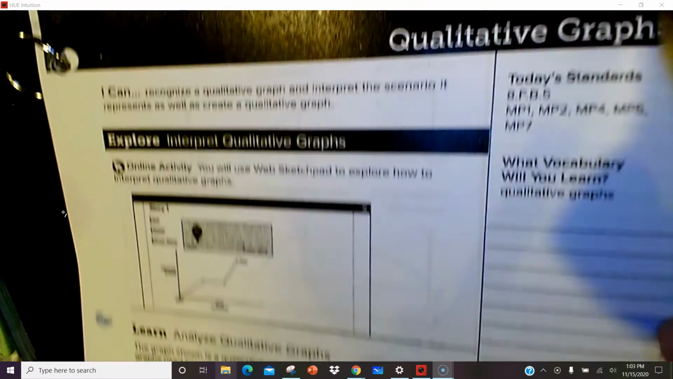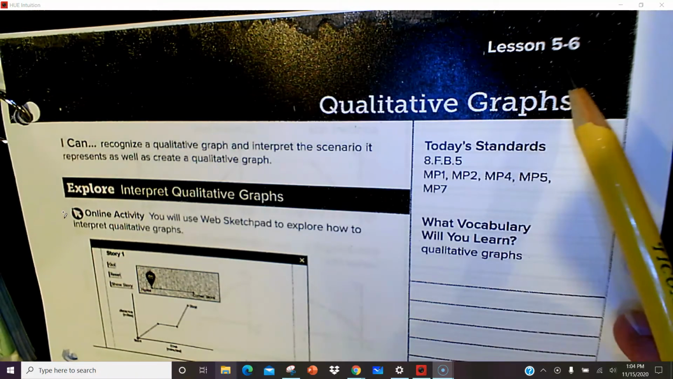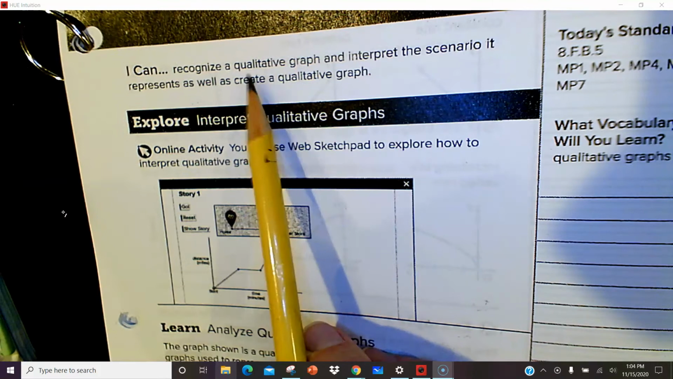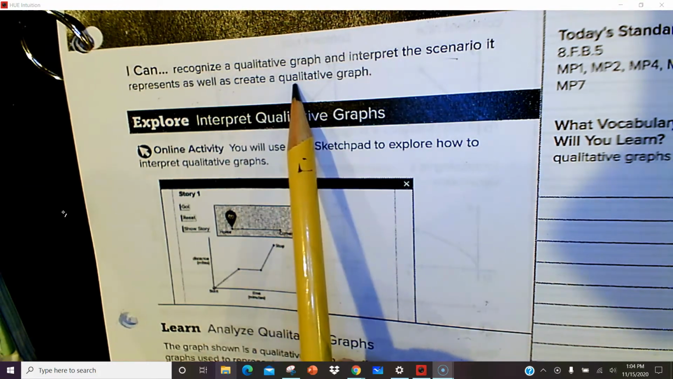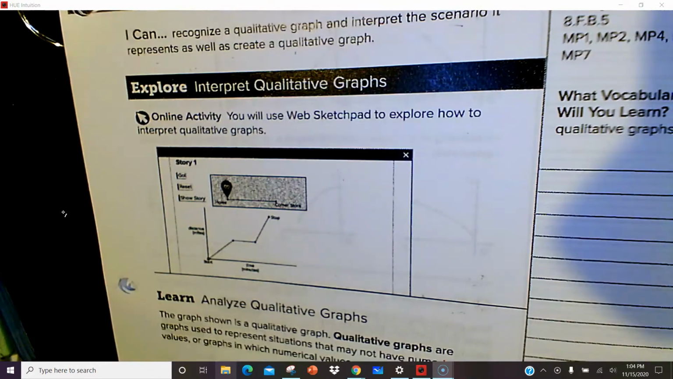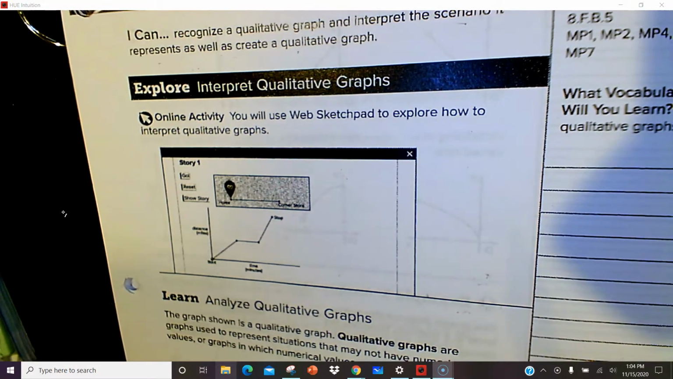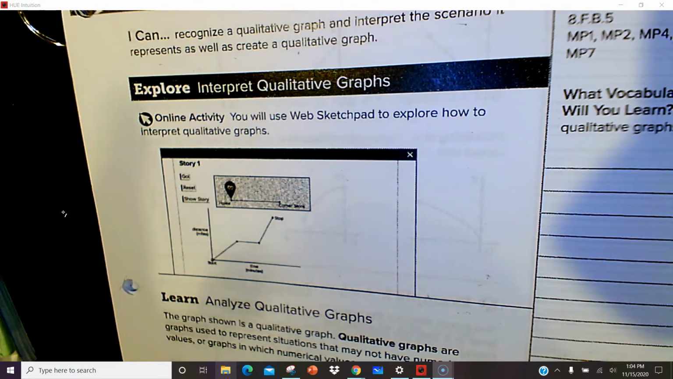We're going to learn about qualitative graphs. This is lesson 5.6. Here are your standards. You will be able to recognize a qualitative graph and interpret the scenario it represents, as well as create a qualitative graph. I think qualitative graphs are fun. They can be tricky. You just have to understand your relationship between the y and the x axes.